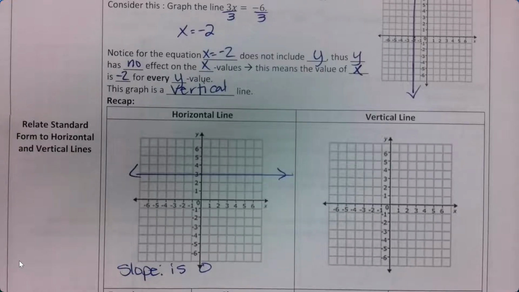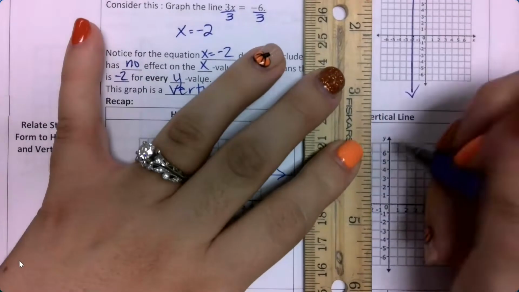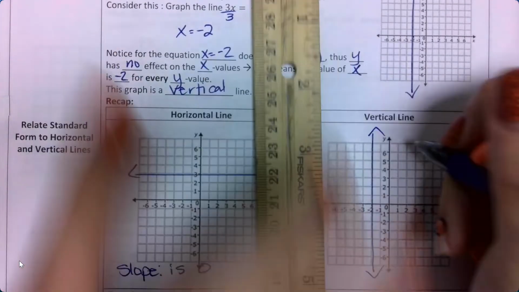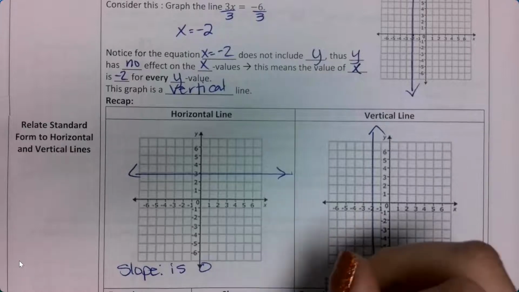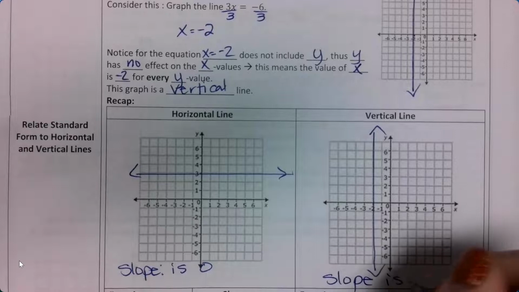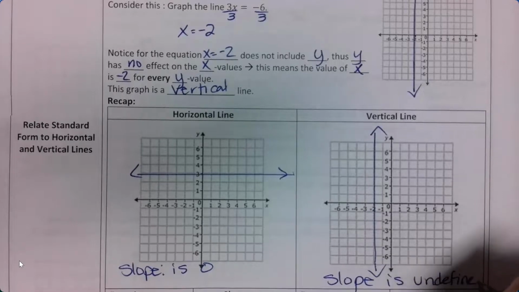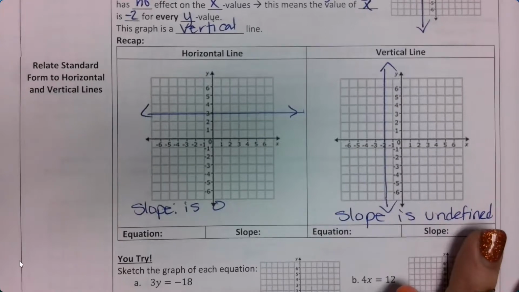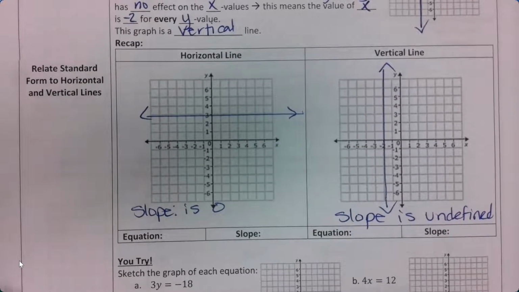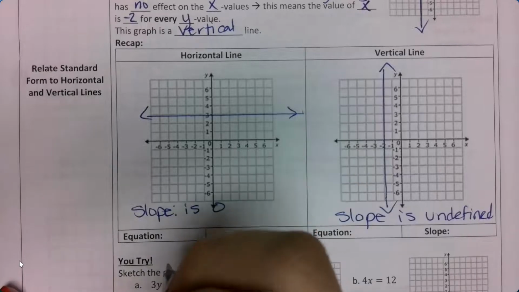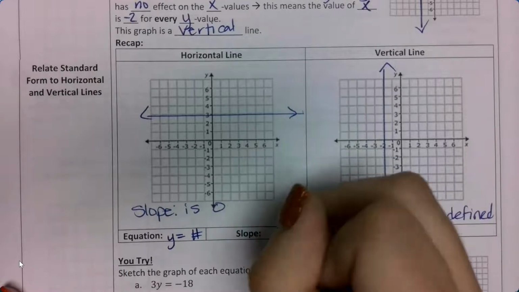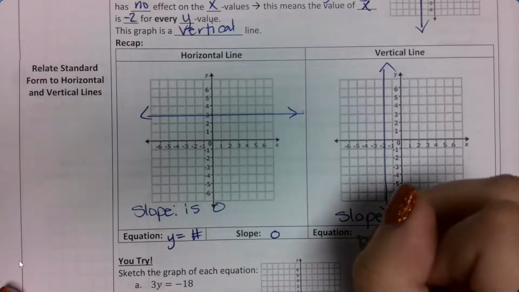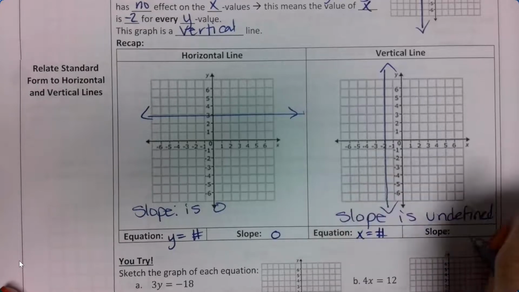Okay, vertical lines go straight up and down. And my slope is undefined. So for horizontal lines, my equation is y equals a number. My slope is 0. For vertical lines, it's x equals a number. And my slope is undefined.